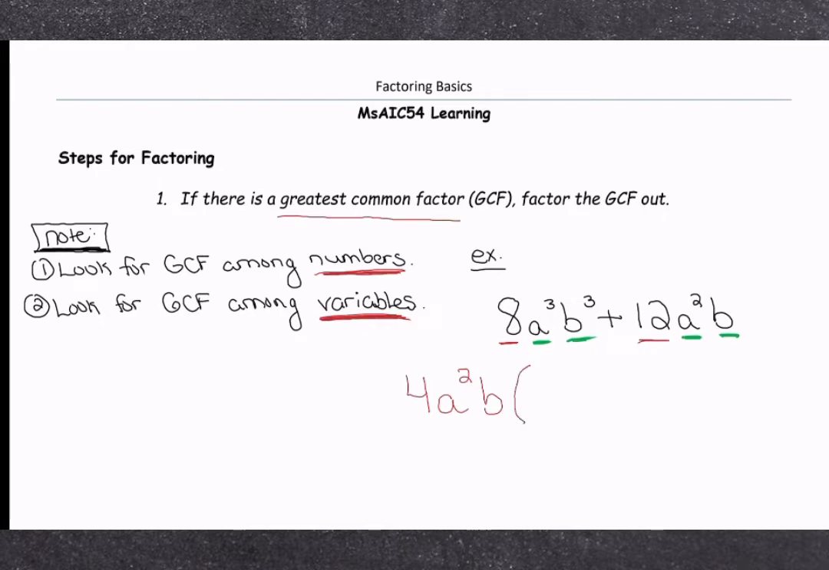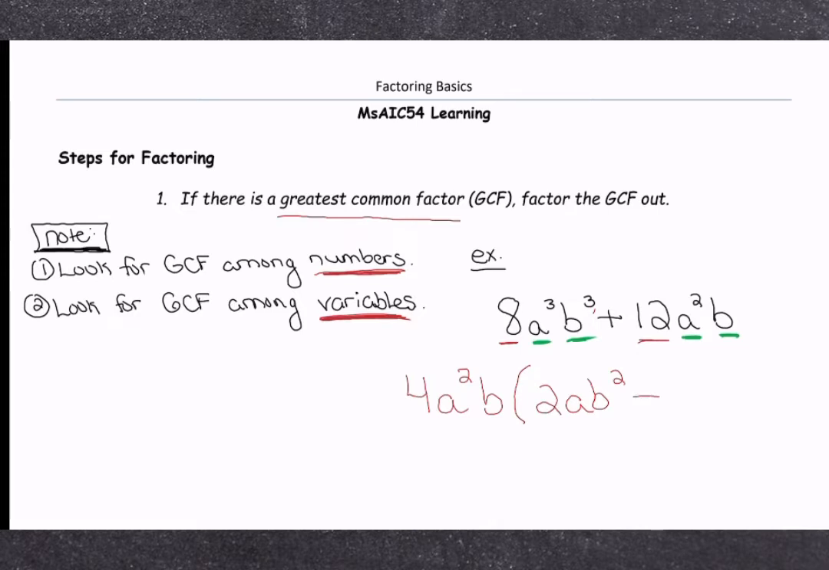Now you have to write what you have left inside the parentheses. This is kind of like a reverse distributive property almost. So I got to write what I have left. I took out a 4. What's 8 divided by 4? That's going to give you 2. And then you took out 2 a's because you have a squared. How many a's do you have left inside the parentheses? You just have 1. You took out 1 b, but you had 3 b's inside. So how many b's are left inside the parentheses? B squared. You see?